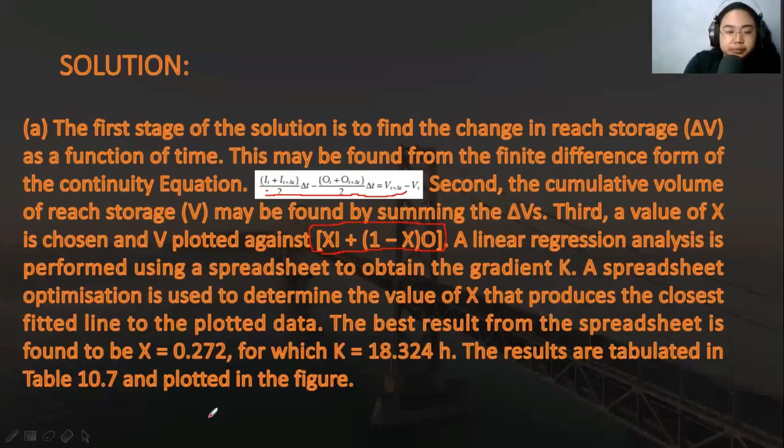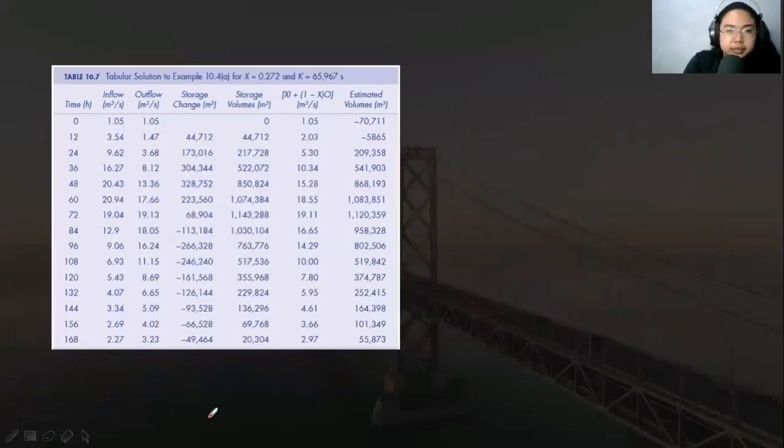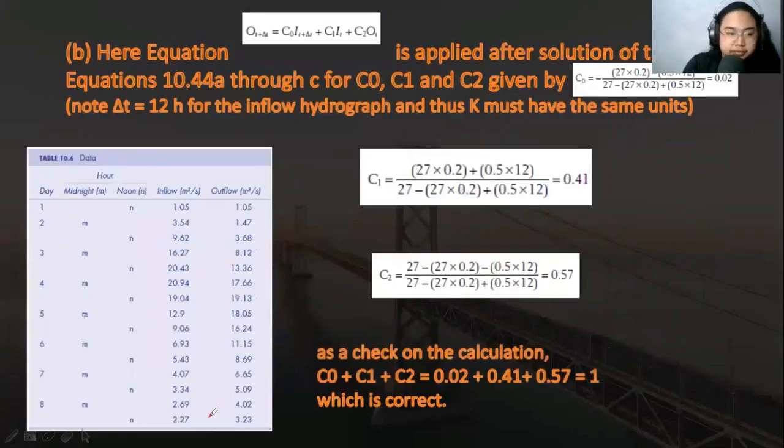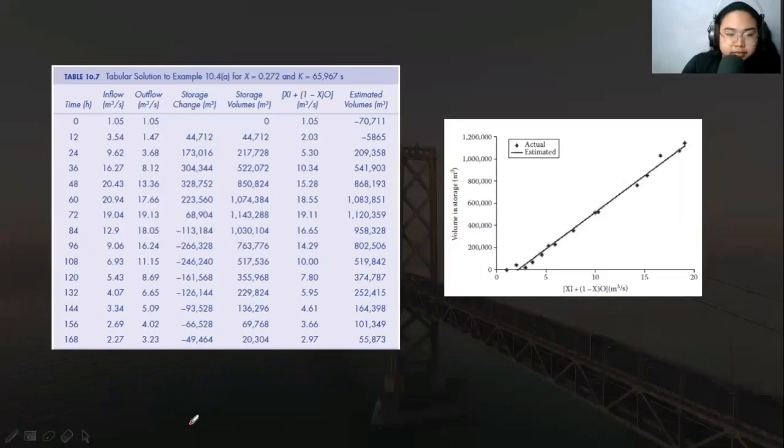So ito, pakita ko. Direct substitution na actually siya doon sa mga equations given. Yung data given, i-substitute lang siya directly sa equations given kanina. And then magiging ganito ang table for inflow, outflow, storage, change of volume, and then the volume, and then the Muskingum, and then estimated volume na.